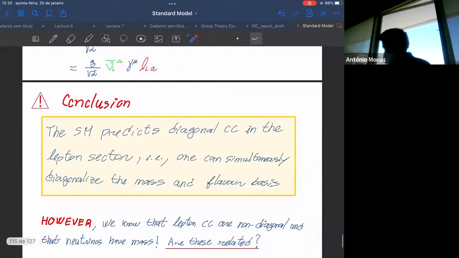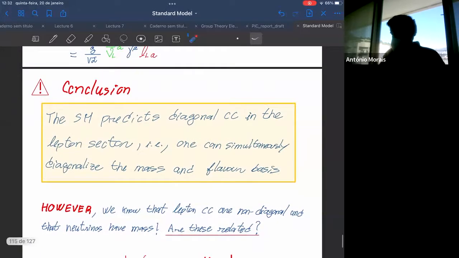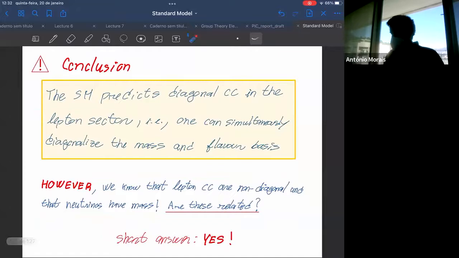But then there is this big however, that we know that the lepton charged currents are non-diagonal. And we also know that neutrinos have a mass. This is the big point. So neutrinos have a mass, so we cannot have this simultaneous diagonalization on both sides. And in fact, we see also the same CKM effect in the lepton sector, with the oscillation of neutrinos and also charged currents. So, if we ask, are these things correlated, that the lepton charged currents are non-diagonal and that neutrinos have mass? Yes, of course, the short answer is yes, we have a relation between these two things.